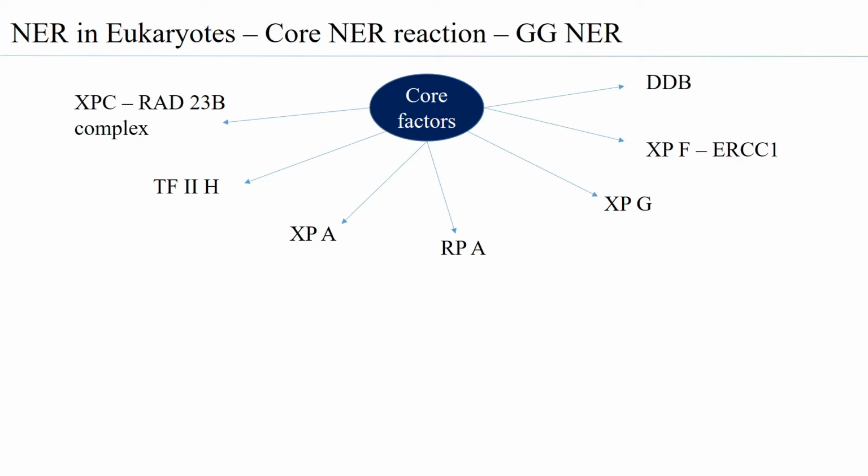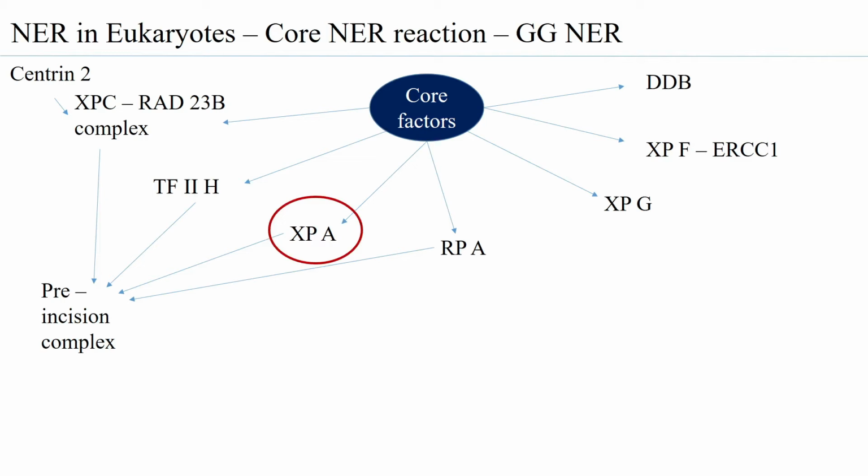Now, out of these molecules, the XPC RAD23B complex, the TF2H, the XPA, and the RPA form what is called a pre-incision complex. Centrin 2 is a molecule that is stimulating the XPC RAD23B complex to bind to the DNA. So it is able to get activated through a certain signal transduction pathway, and as it gets activated, it is finally able to stimulate the XPC RAD23B to bind to the DNA.